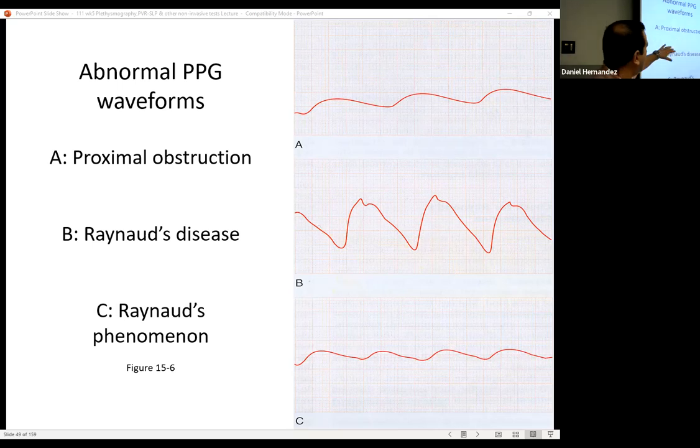These are caused by obstruction. So A is caused by a proximal obstruction. This is a PPG sensor on the patient's digits, so say a hand, we'll do the hand for this case. A is caused by something obstructing it higher up. C would be that proximal obstruction plus Raynaud's. They look pretty similar. So B is kind of primary Raynaud's disease. B looks normal, just primary Raynaud's.